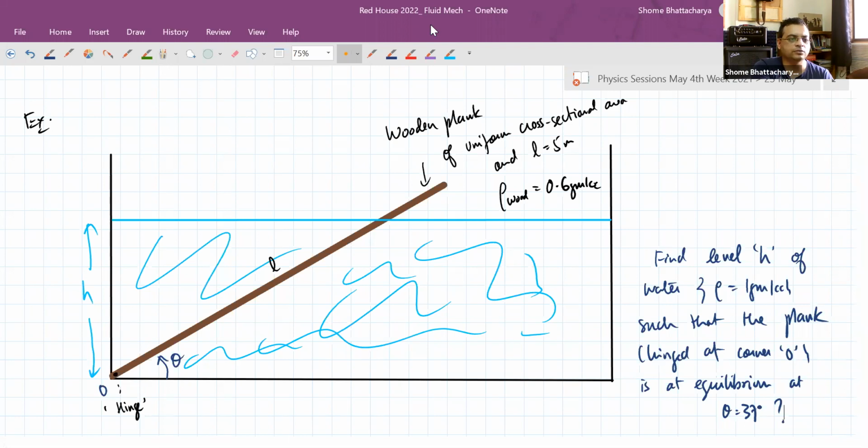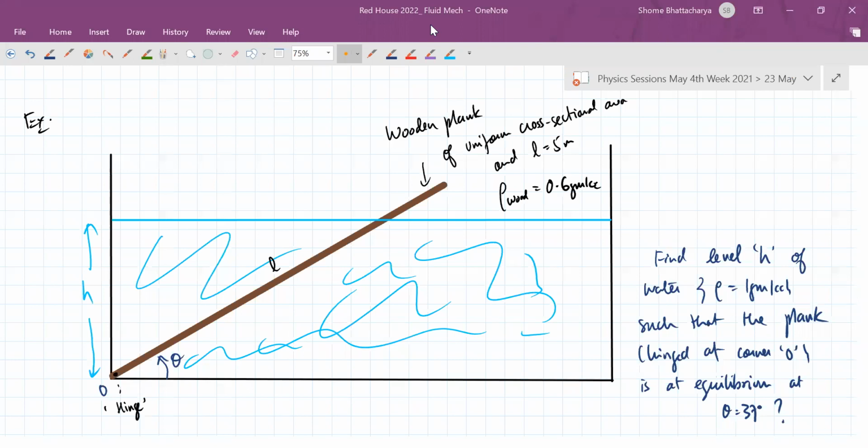So to understand torque balancing, you have to understand the point through which the buoyant force acts. And to understand that, you have to understand the center of buoyancy concept. So just try this out. We'll discuss.